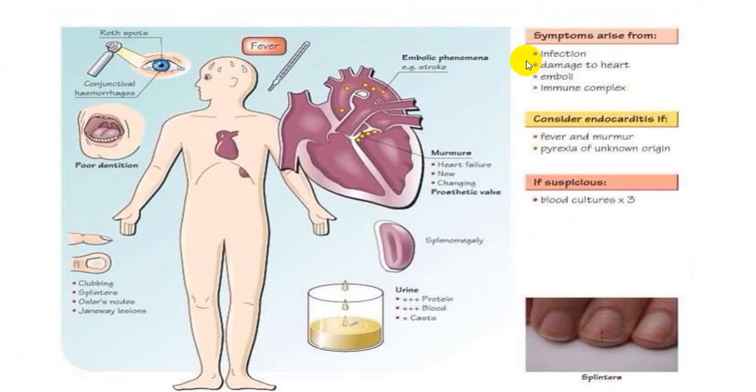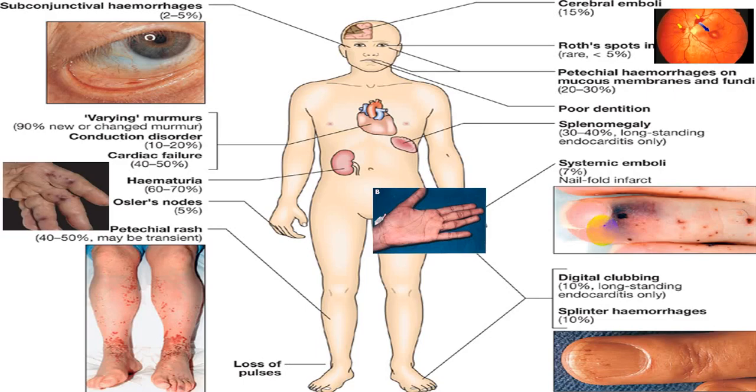The common symptoms and signs are because of infection, which can be infective pathophysiology, damage to the heart producing a murmur, embolic phenomena, and immunological phenomena. I've already mentioned Osler's node, Roth spot, and symptoms and signs of glomerulonephritis. These are all those things again shown.